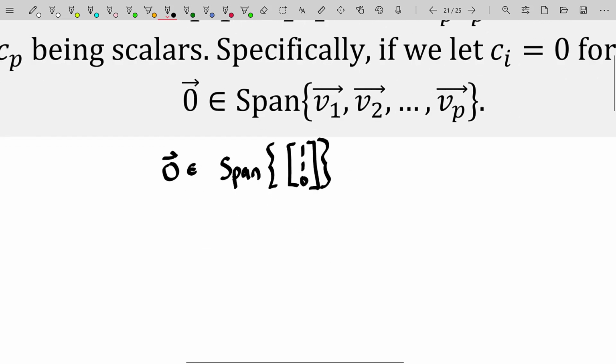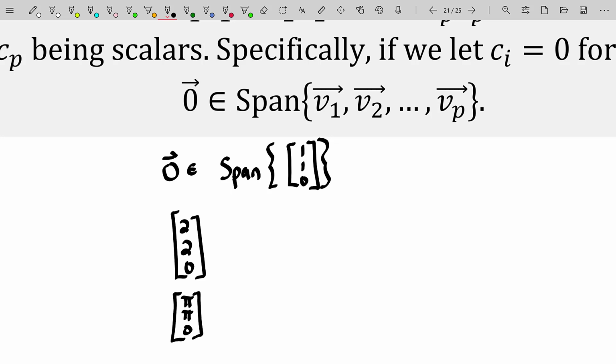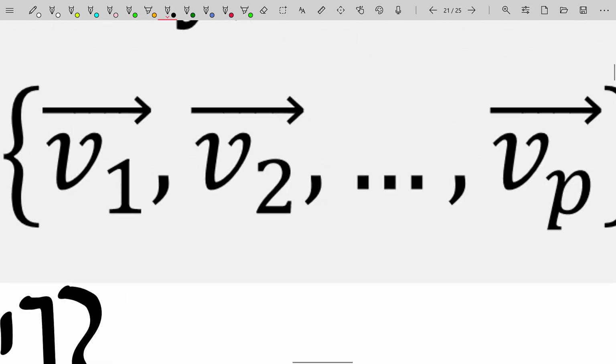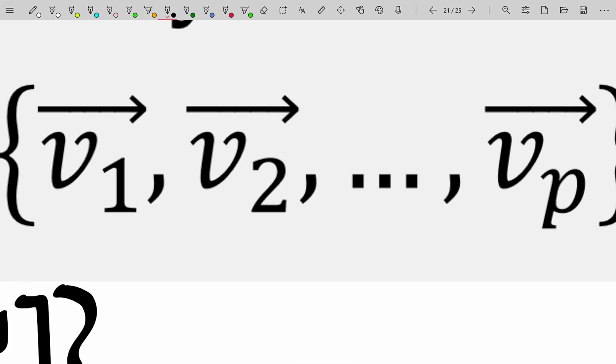But also, you know what else is in that set? The vector 2, 2, 0, because that's a scalar multiple of 1, 1, 0. Pi, pi, 0 is also in the span of that single vector, and so on and so forth. And this is why we say these vectors generate the span. They're like the building blocks for all the vectors that are created as linear combinations of these vectors right here.